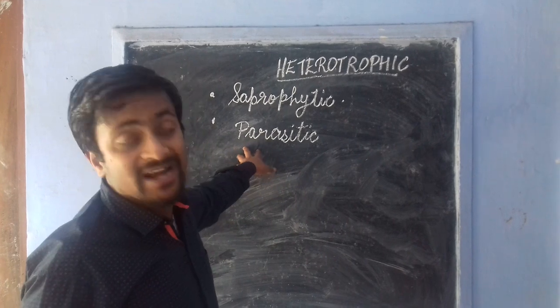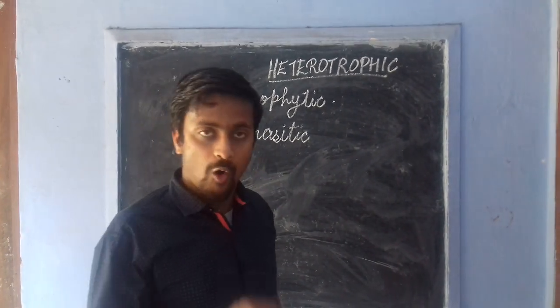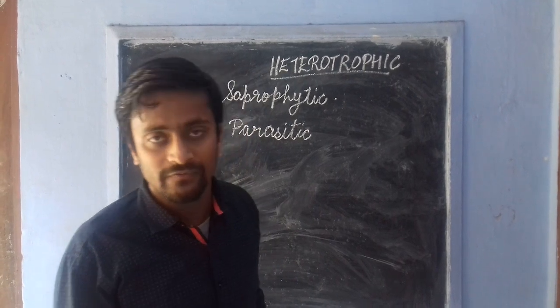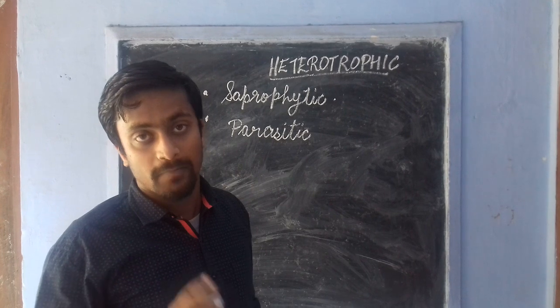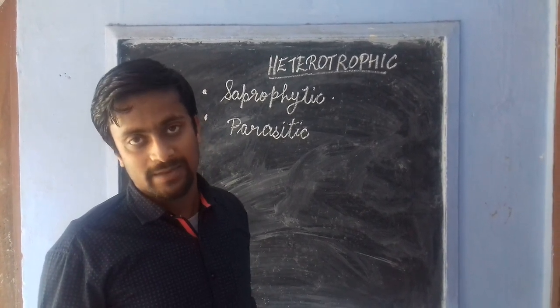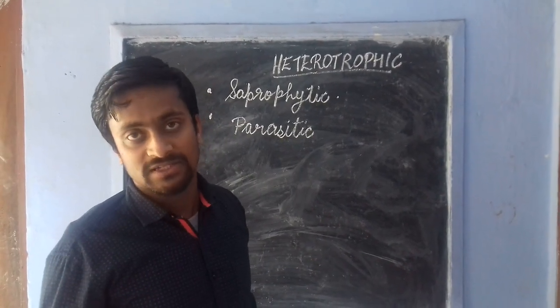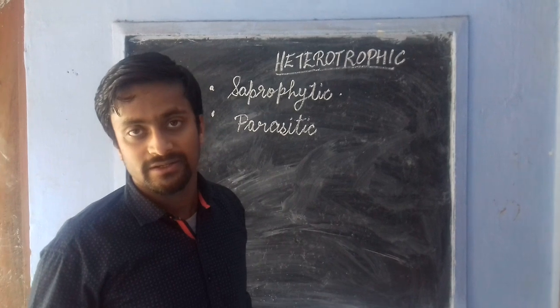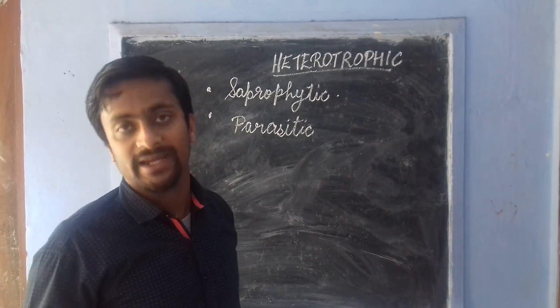Second is the parasitic mode of nutrition. There are certain organisms which live on or inside the body of another organism in order to obtain food, but they do not kill the organism. For example, there are many roundworms and tapeworms which are found inside the human body, and they obtain their nutrition from the human body without killing it.